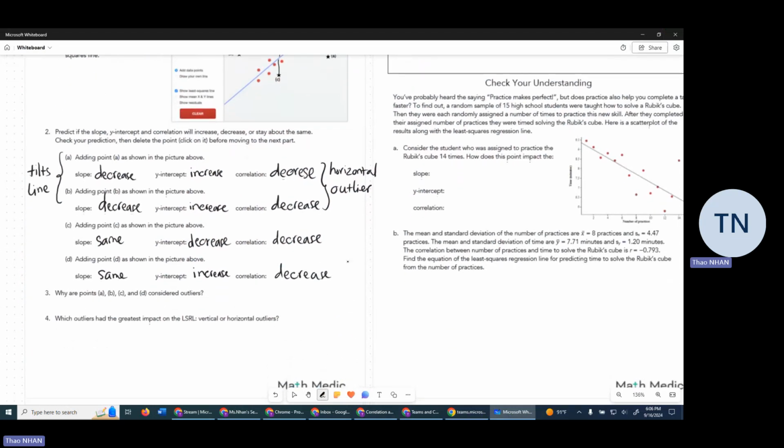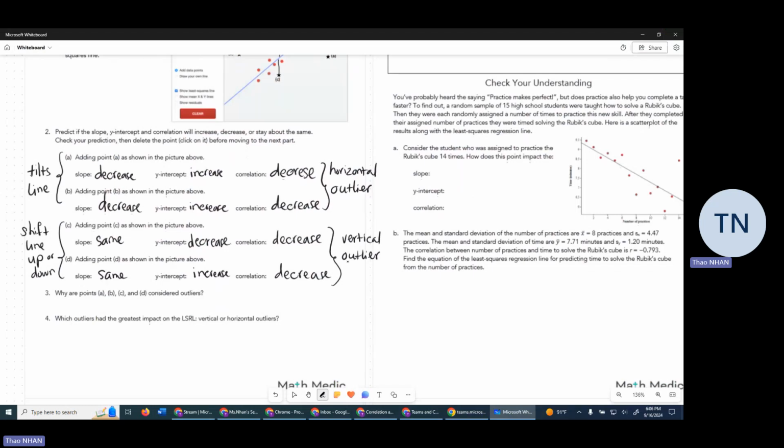So what we have over here, points C and D, I'm calling them the vertical outliers. And when you have vertical outliers, what it does is shift the line up or down. That's all it does, because your slope will stay the same, still impact your correlation, but your y-intercept will just go up or down. The line will just shift up and down.